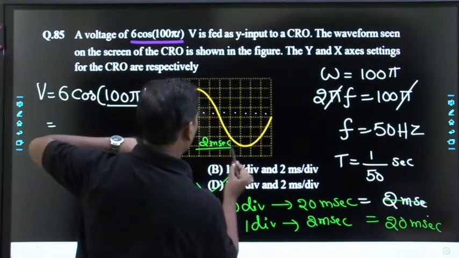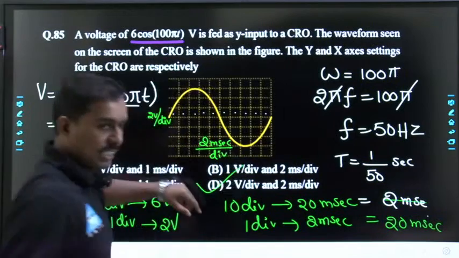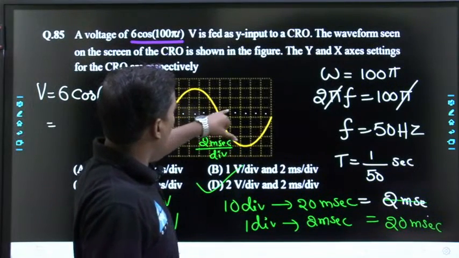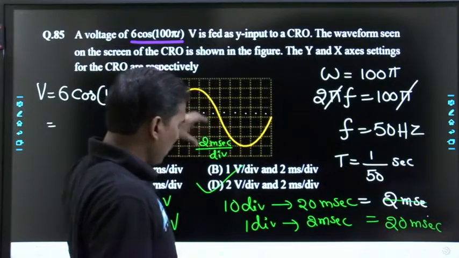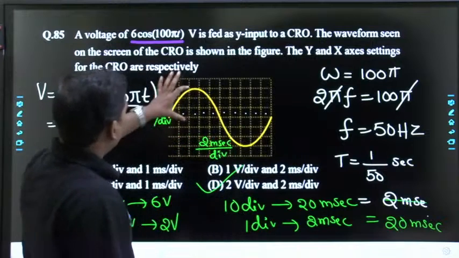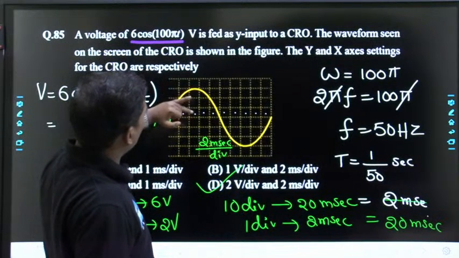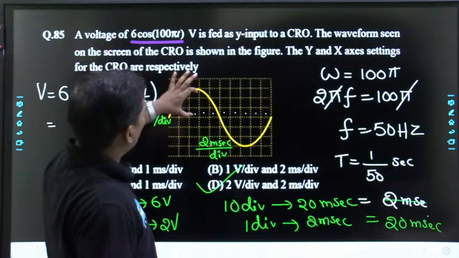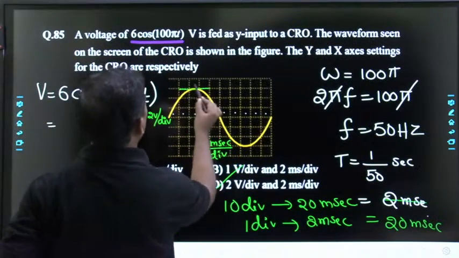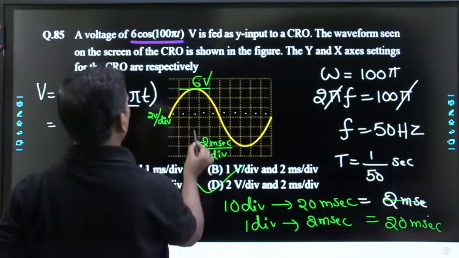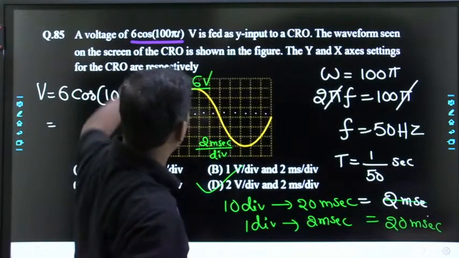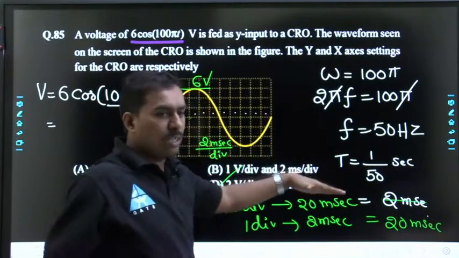Am I right? Dear student, check it. 2 milliseconds per division. So 1, 2, 3, 4, 5, 6, 7, 8, 9, 10. So 10 divisions, 20 milliseconds. The 20 milliseconds time period is matching. Next, if you see the peak amplitude is 1, 2, 3. Each is how much? So that is 6 volts peak amplitude. So this is 2 volts per division, the vertical sensitivity. 2 milliseconds per division is the horizontal sensitivity.